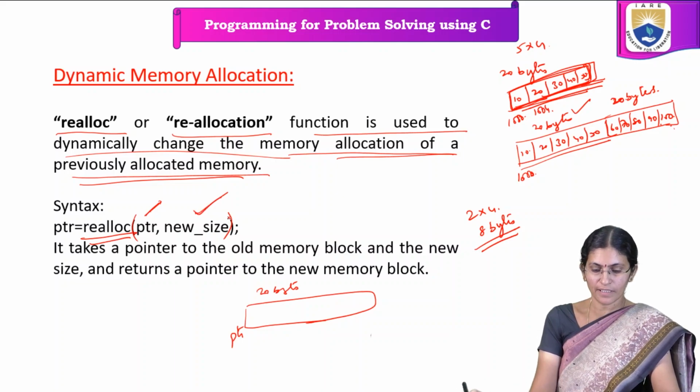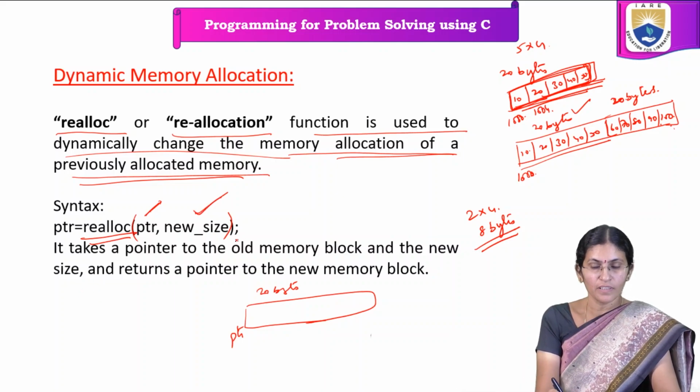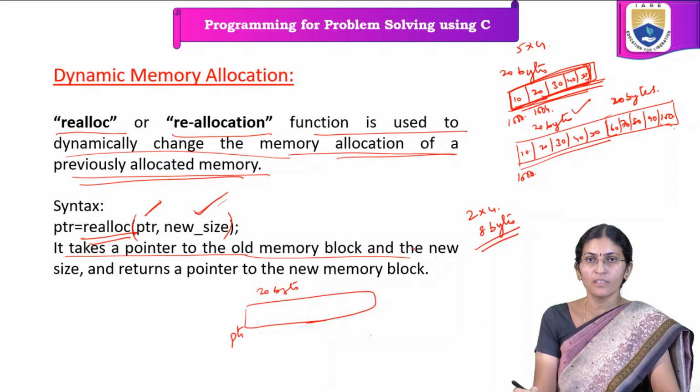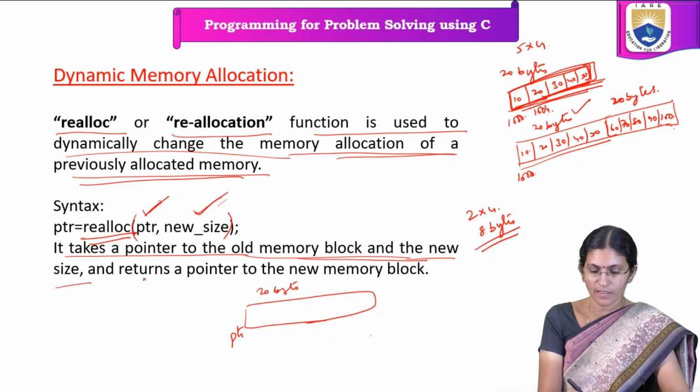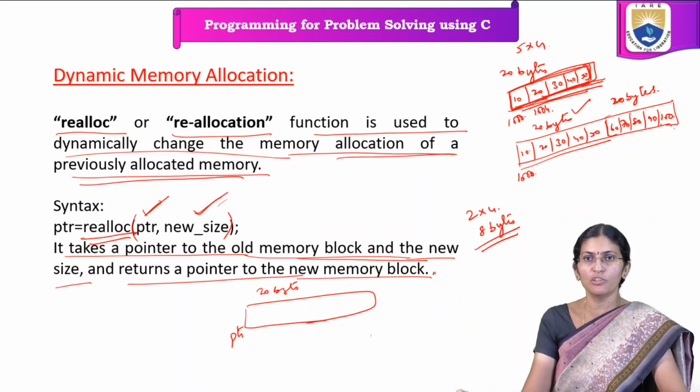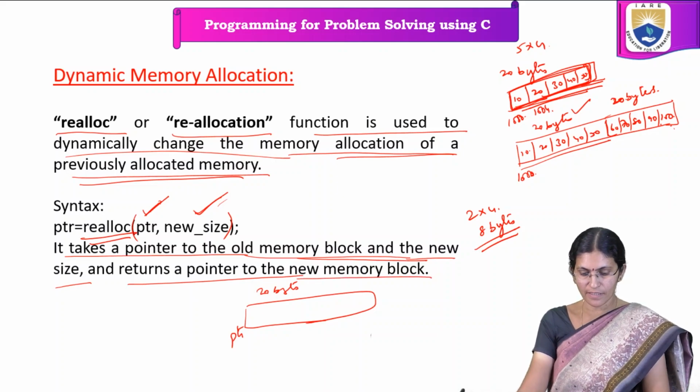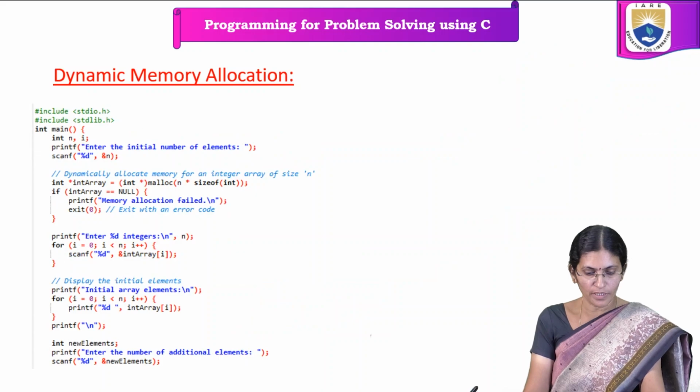That will be the new size in this statement. It takes a pointer to the old memory block. So here it requires two arguments: the first one is the pointer to the old memory block and the second is the new size, and it returns a pointer to the new memory block. Let us understand it with the help of one program.